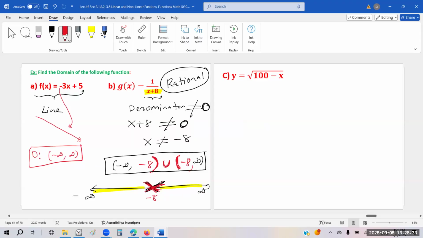Now the next one, what type of function is this? Square root function. So square root, is it even root or odd root? Even root. So we have an even root function.